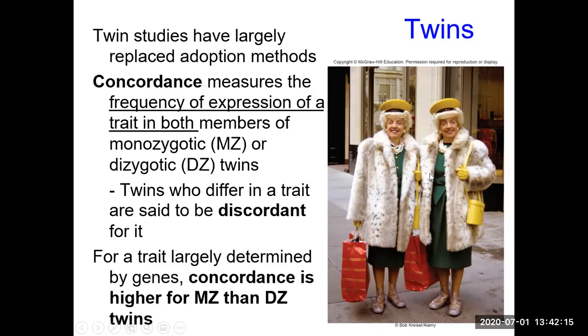So if you have identical twins, which are monozygotic twins, they are more concordant. That means they're genetically more close to each other. While if you look at the trait in fraternal twins, they are genetically more different from each other. So they are more discordant. So concordance would be higher for identical, that is monozygotic twins, than dizygotic or fraternal twins.